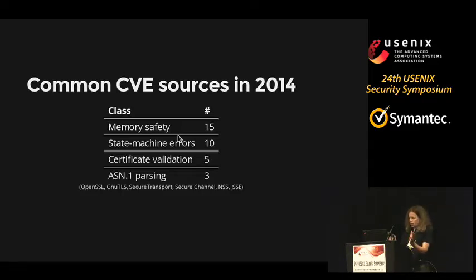A well-known problem for memory safety was Heartbleed last year. For state machine errors, it was maybe the early change cipher suite. Certificate validation and ASN.1 parsing, well, there was at least one bug in NSS which was a bit loose on parsing the algorithm identifier subfield, and you could insert some garbage in there.